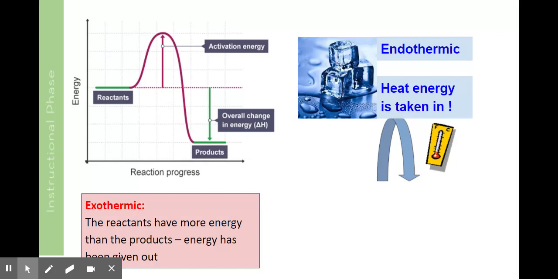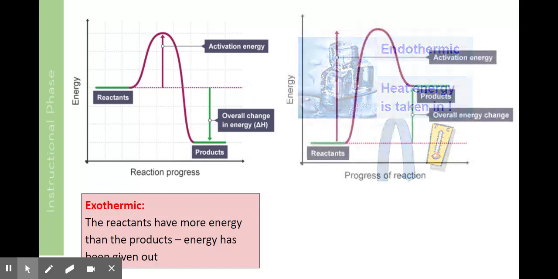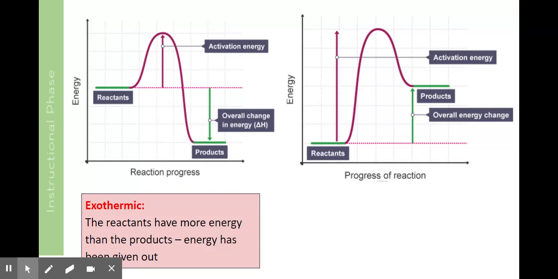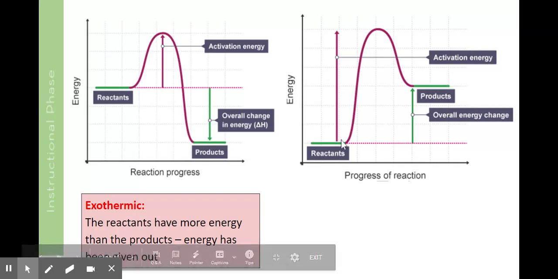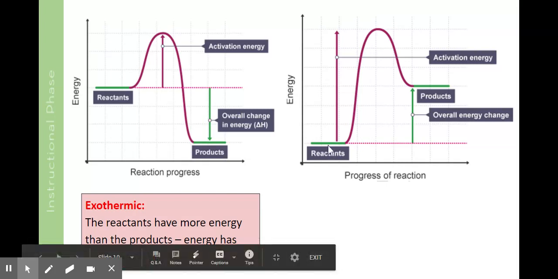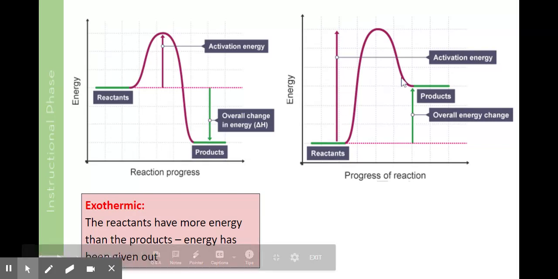Now, on an endothermic reaction profile, the reactants begin with less energy than the products. Remember, in an endothermic reaction, energy is taken into the reaction. So the reactants have less energy. When they react, they take in energy. Therefore, the products have more energy than the reactants. And this is shown by the products being higher up on the reaction profile graph.